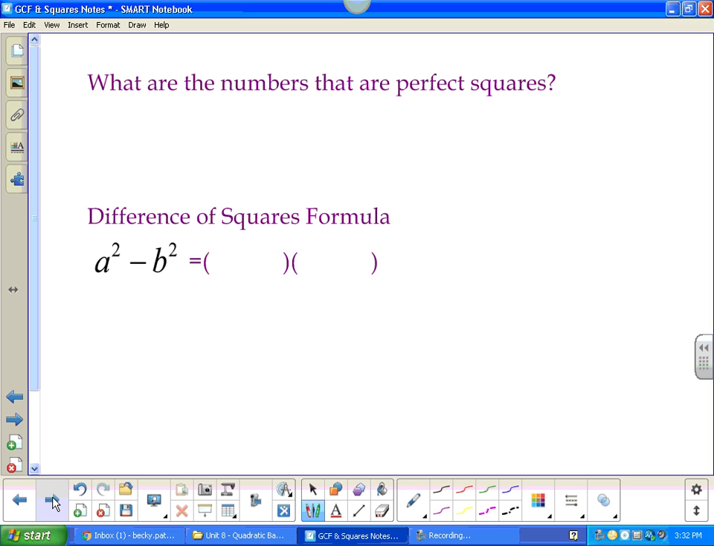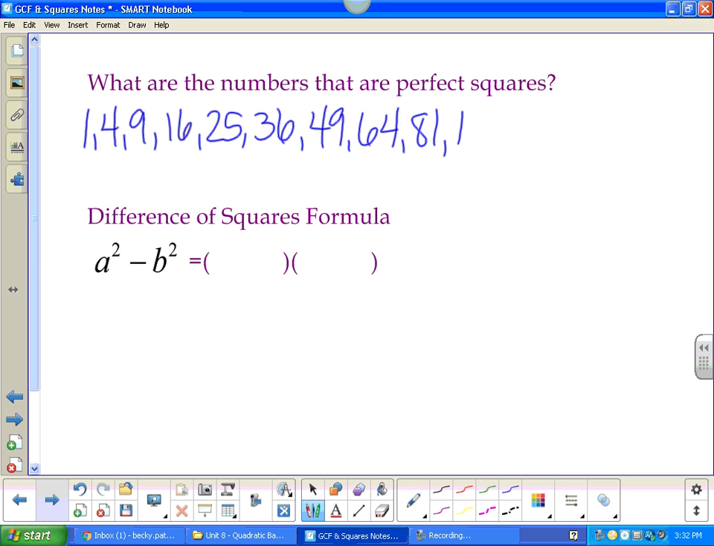Okay, so now we're going to switch to the difference of squares. So your perfect squares are 1, 4, 9, 16, 25, 36, 49, 64, 81, 100, 121, 144, and 169. That gets me up to 13 squared.